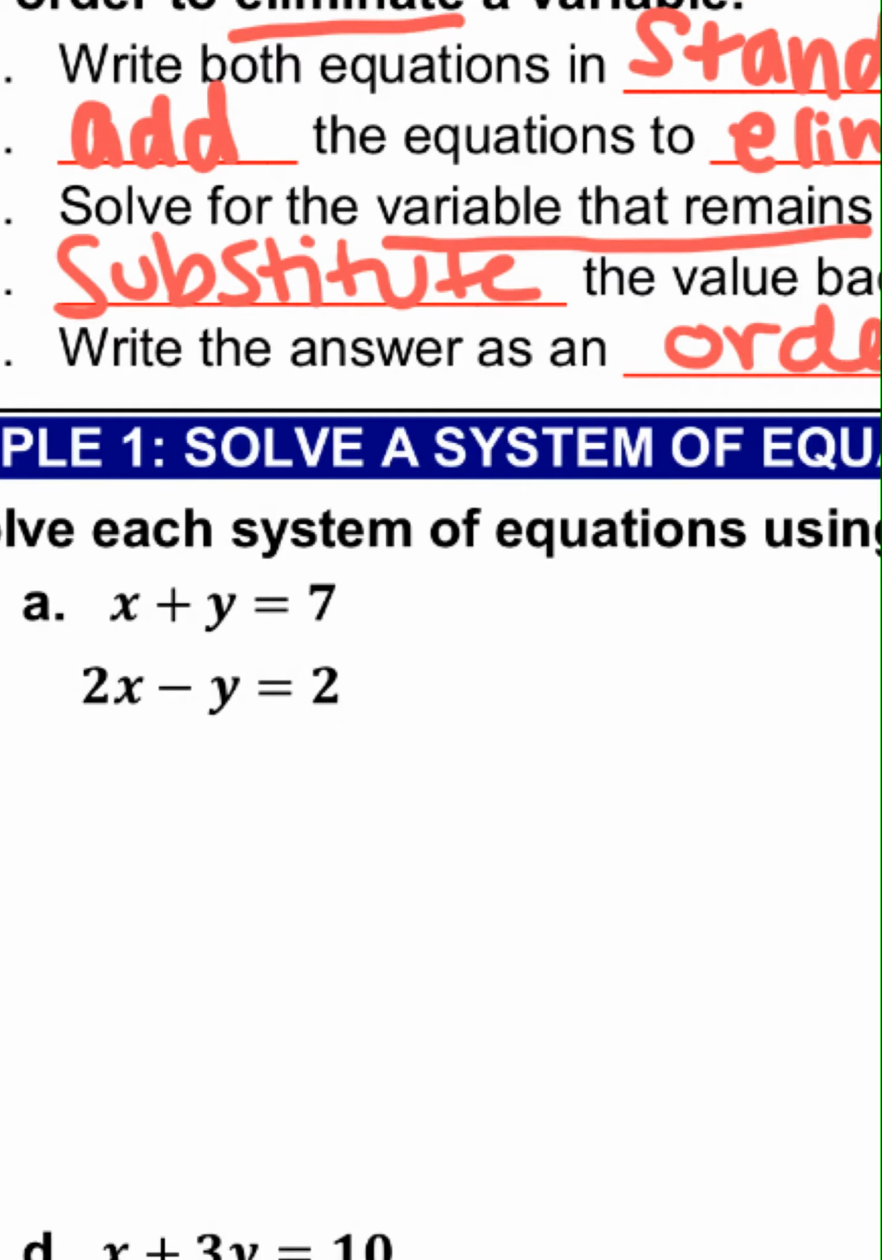So I see that the x's are stacked on top of each other, and I see that the y's are stacked on top of each other. So all we're going to do is we're going to take these two equations and we're going to add them together. So this x has a 1 in front of it, and I know 1 plus 2 is 3x. I also know that these y's have a 1 in front of it, and 1 minus 1 is 0. So we end up with plus 0y equals 7 plus 2 is 9. Well, anything times 0 is 0, correct? So this is all just going to cancel out. It's going to go away. And what we are left with is 3x equals 9.